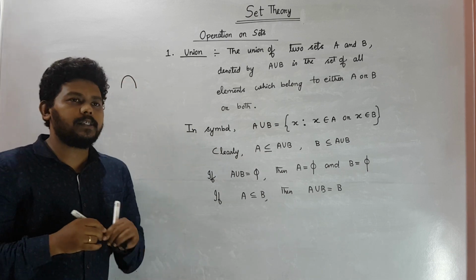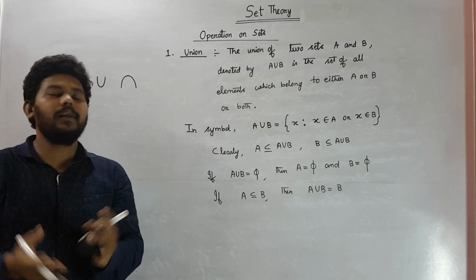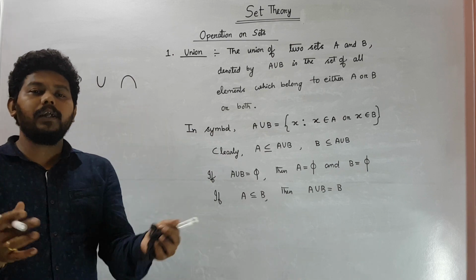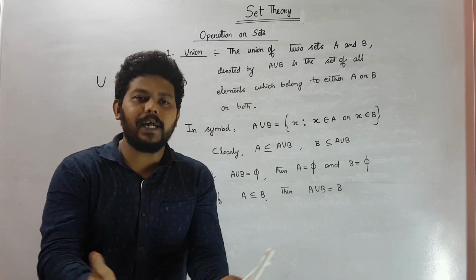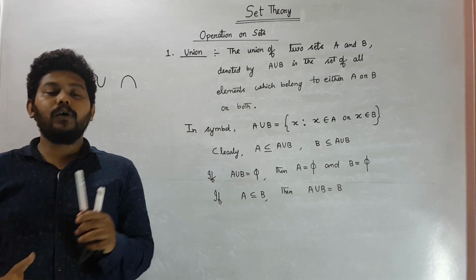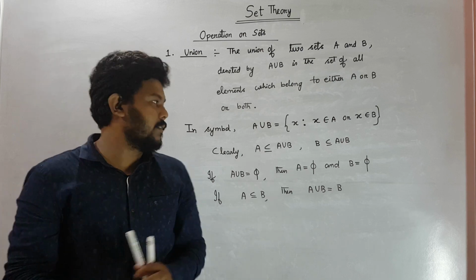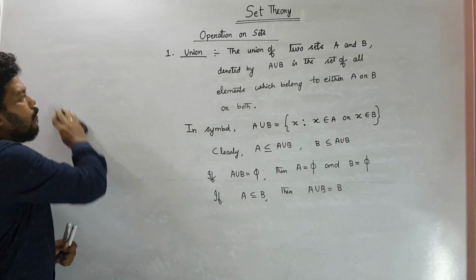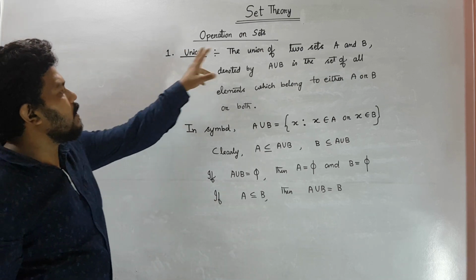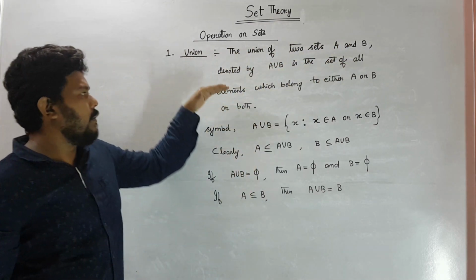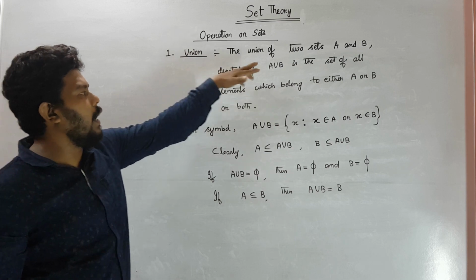In simple words, union means all and intersection means common. When I say union, we combine all the elements of the 2 sets, and when I say intersection, we take the common elements of 2 sets. Now union means the union of 2 sets, capital A and capital B, denoted by A union B.